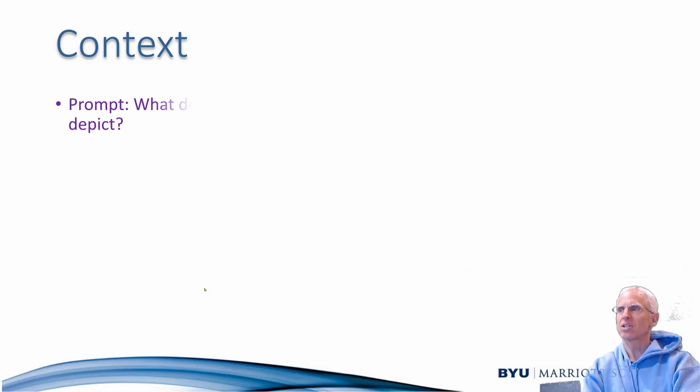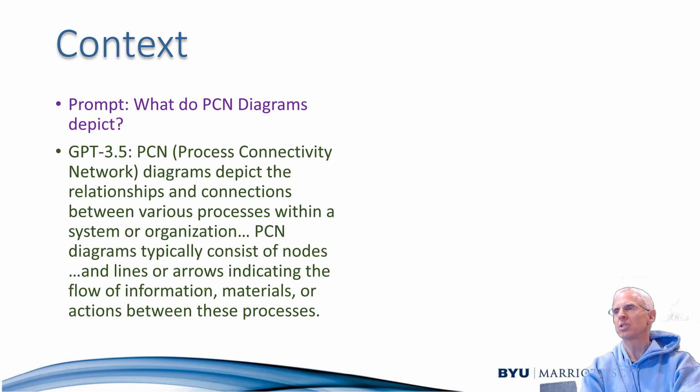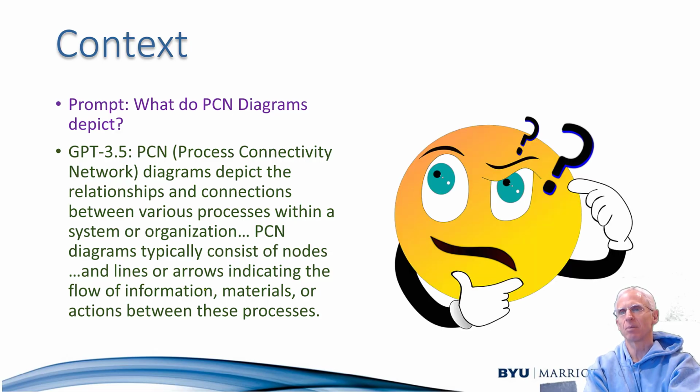So context. What do PCN diagrams depict? I took this on an early model, GPT 3.5. I said, what do PCN diagrams depict? And it just hallucinated like crazy. It said something about process connectivity network, which is actually an abbreviation coming from PCN. And it talked about a bunch of things that I don't even know where that came from.